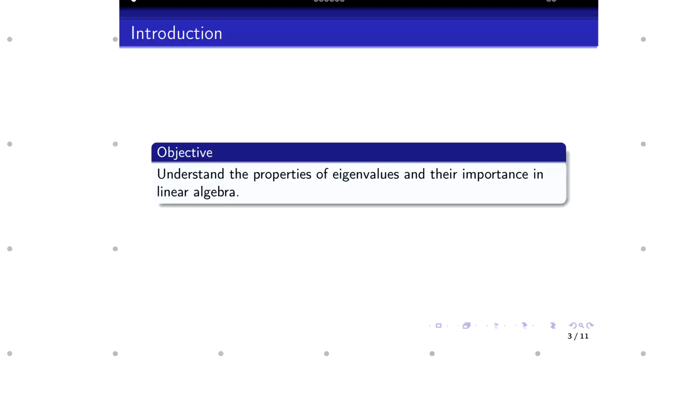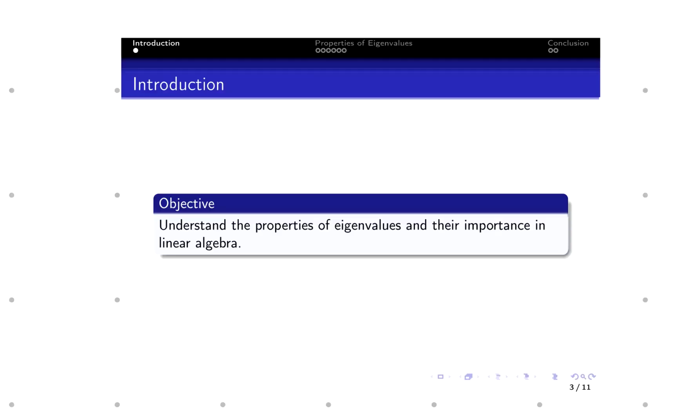So the objective of this video is to understand the properties of eigenvalues and their importance in linear algebra. That is, you understand the properties of eigenvalues and how you can do some things with some matrices without actually going through some stress. All right, so let's start. Let's take the first property.